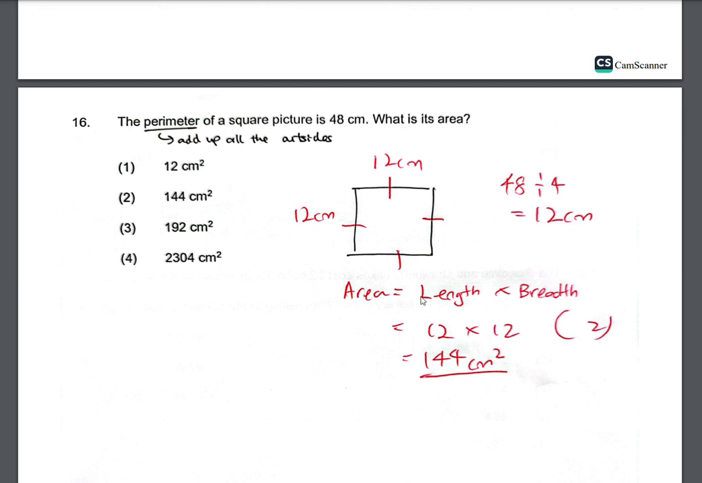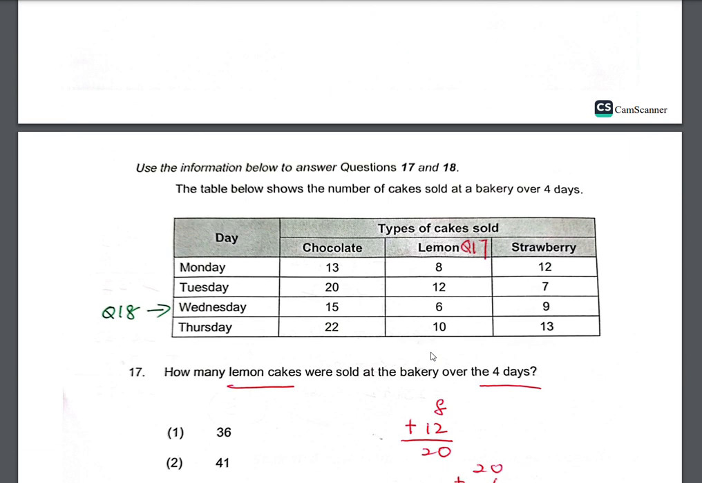Now, area of a square is equal to length times breadth. The length is 12 cm. The breadth is 12 cm. I know my times table. 12 times 12 is 144 square centimeters.